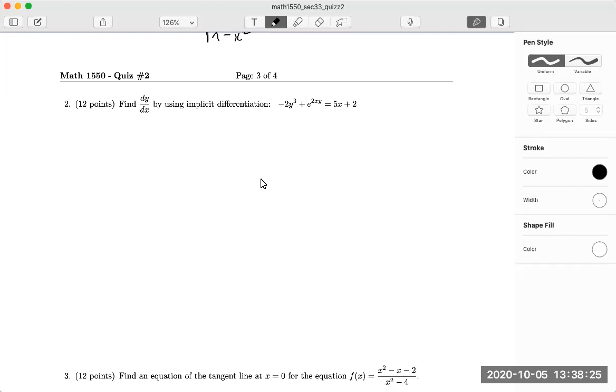Now, remember, we are computing the implicit differentiation. It means that in this case, y is a function of x. Therefore, we should be careful whenever you differentiate y. Okay? So look at this. The left-hand side, these are the related formulas we need to use.